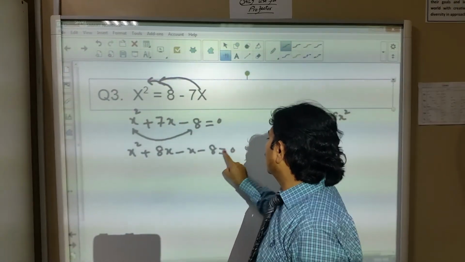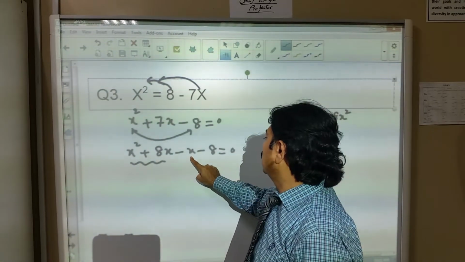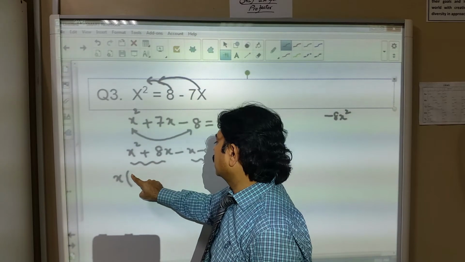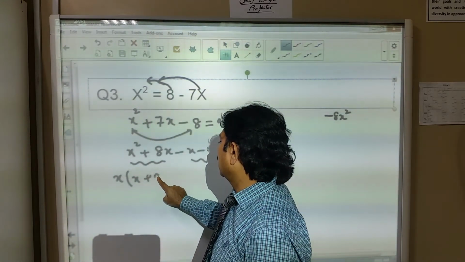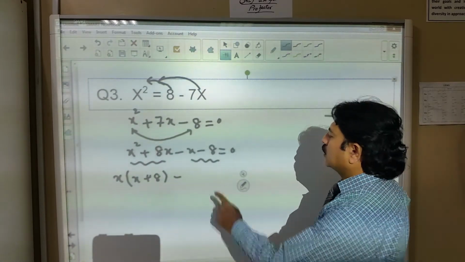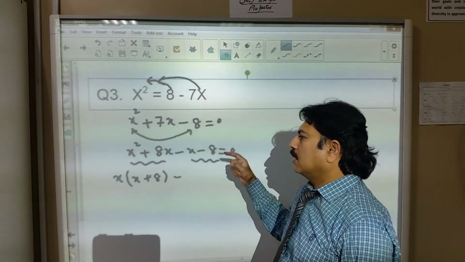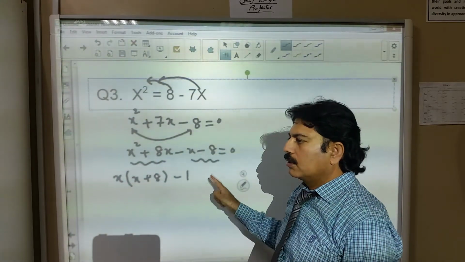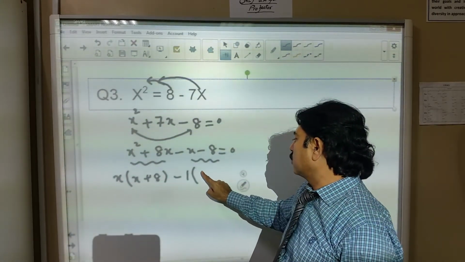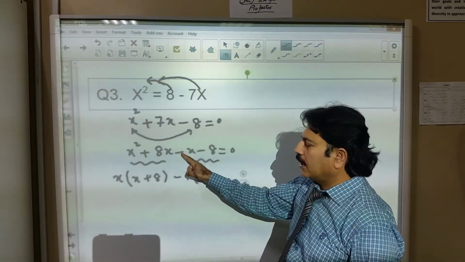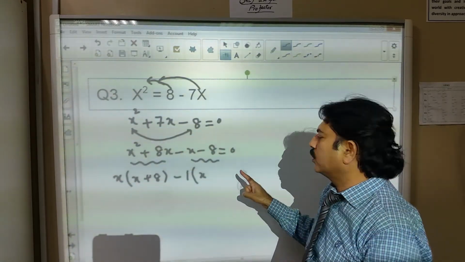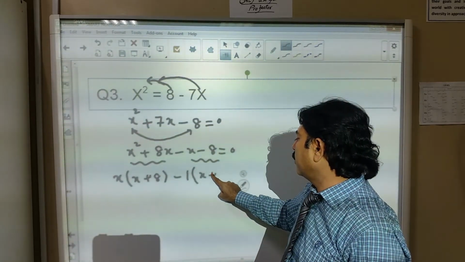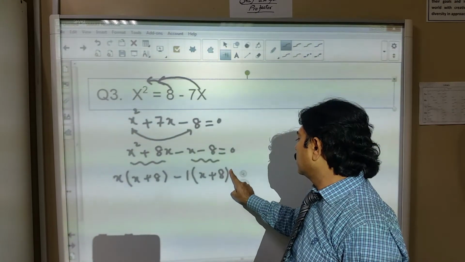Now from the first 2 terms, x is common, so the remaining is x plus 8. Now here is minus, so minus x and 8. If there is nothing common, you will have to write 1, since 1 is a factor of all numbers. So if the outside sign is negative, inside you will have to change the symbol. Here it is minus, so you will have to write plus 8, is equal to 0.